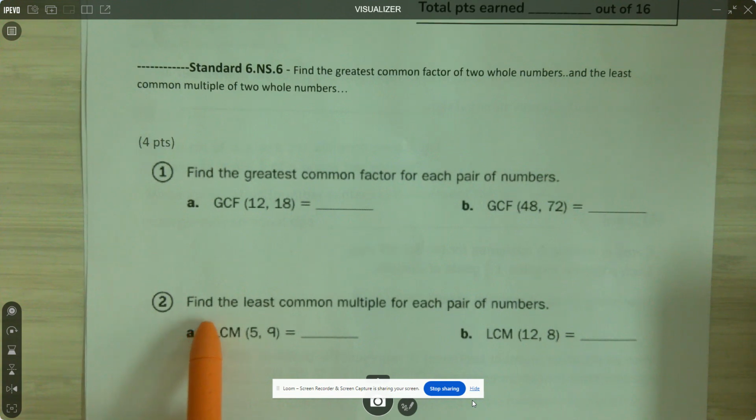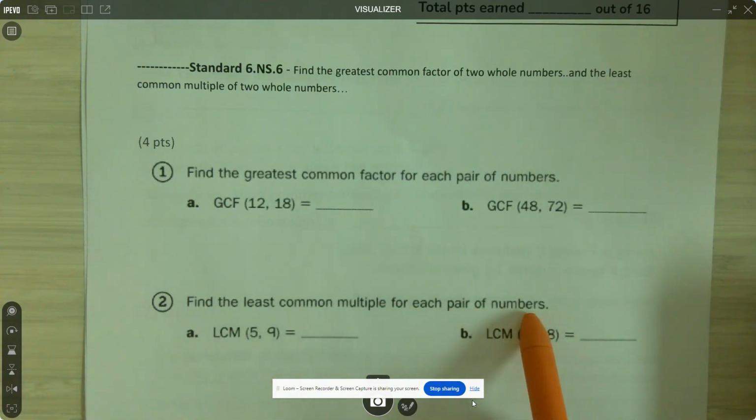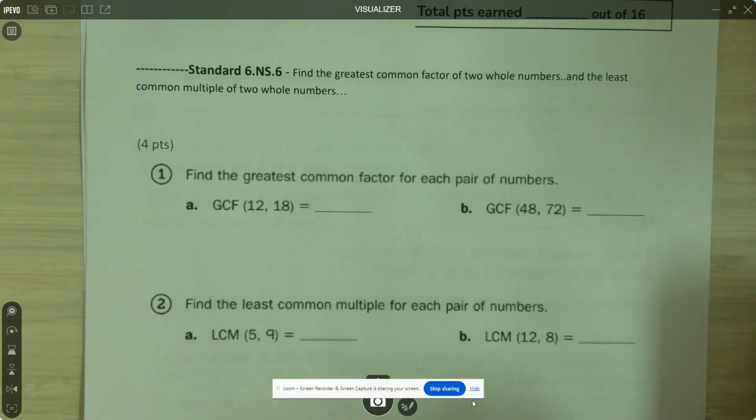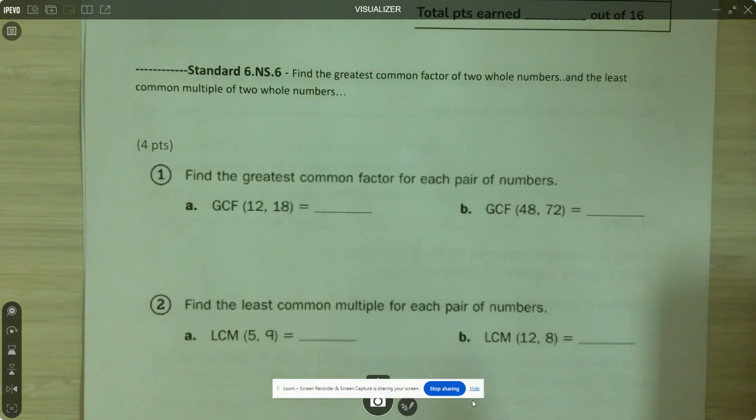Then for number 2, you are going to find the least common multiple for each pair of numbers. Okay, so for A, you will find the least common multiple of 5 and 9, and find the least common multiple of 12 and 8. So please pause your video in order to solve those.